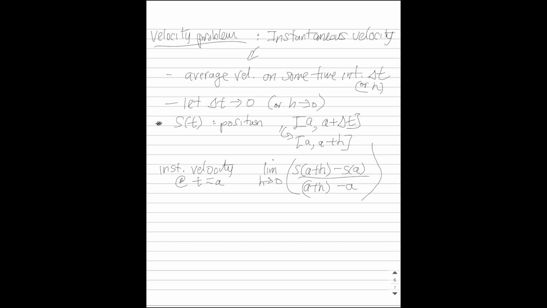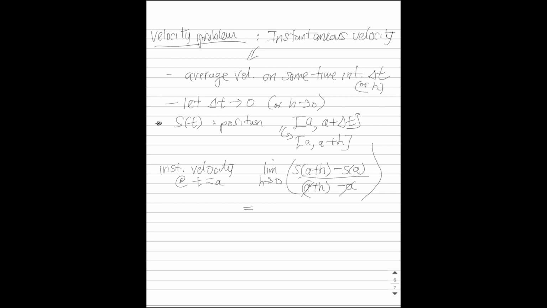If we say that s of t is the position of our object and we have a time interval that starts at a and then has a length of delta t, so instead of using delta t, maybe we'll use h, then the instantaneous velocity at time a would be the limit as the size of the interval h goes to 0 of s of a plus h minus s of a, over h.